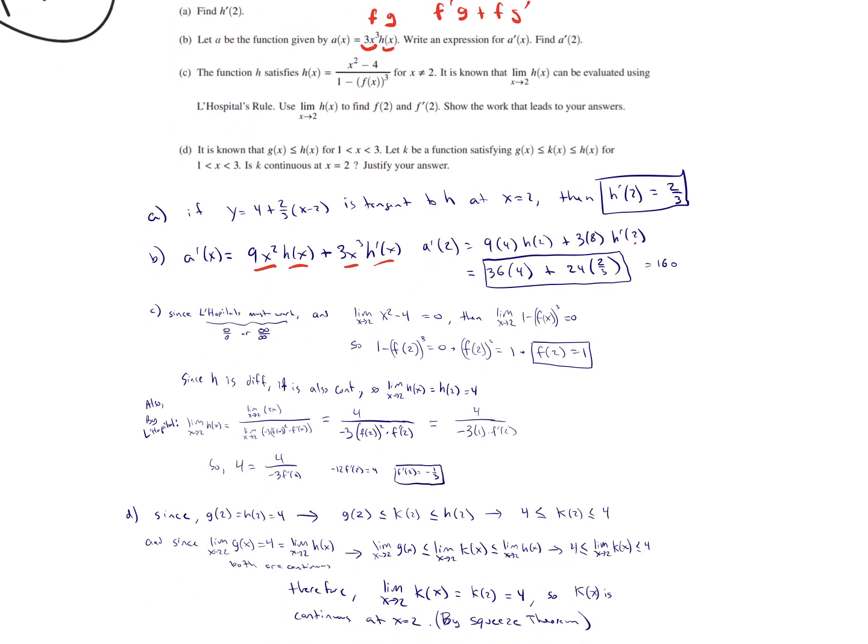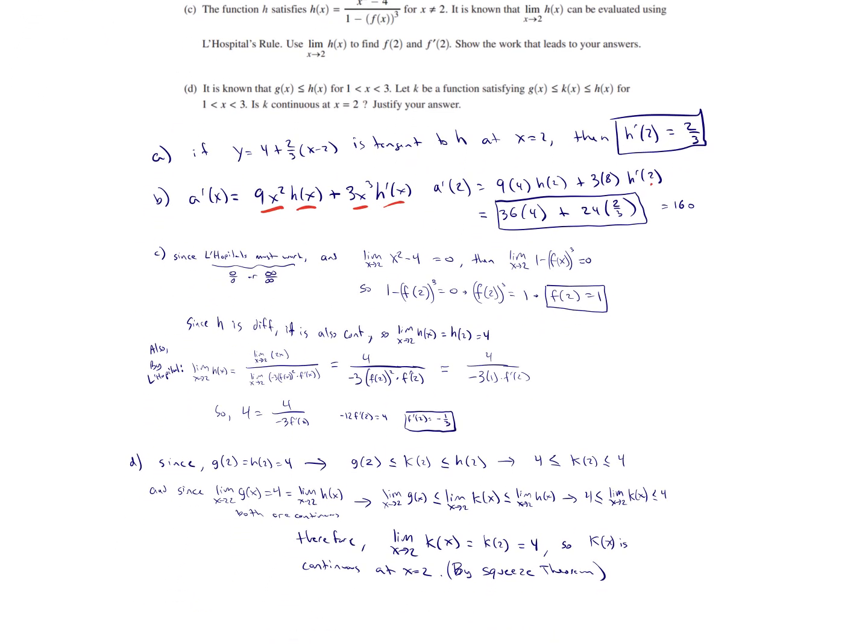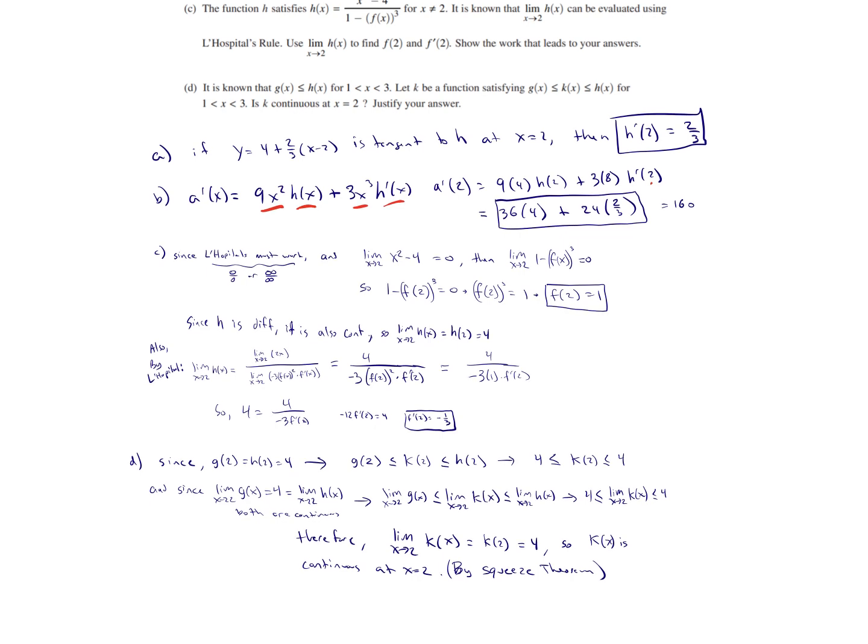It's a good one. It's tricky though. And then another fun part here, part D. It is known g of x is less than or equal to h of x between 1 and 3 for x. K is this new function satisfying g of x is less than k of x is less than or equal to h of x.